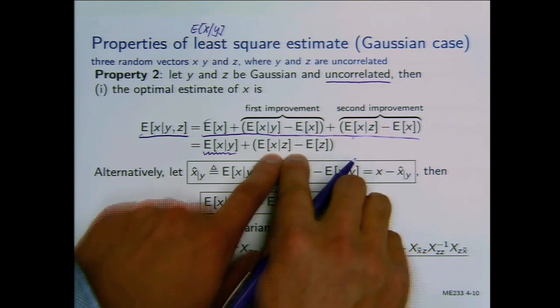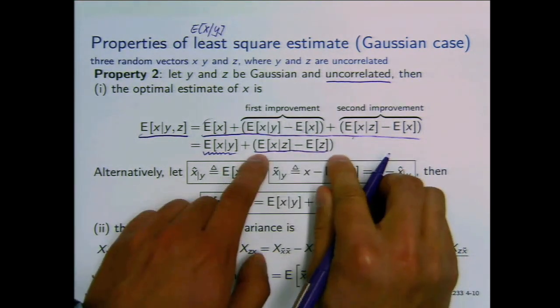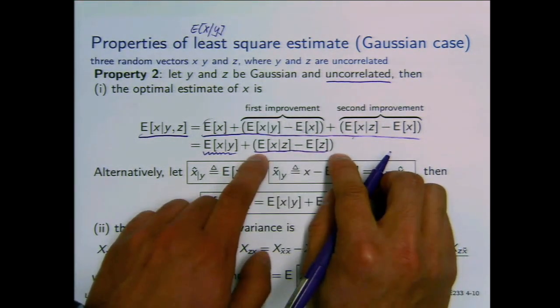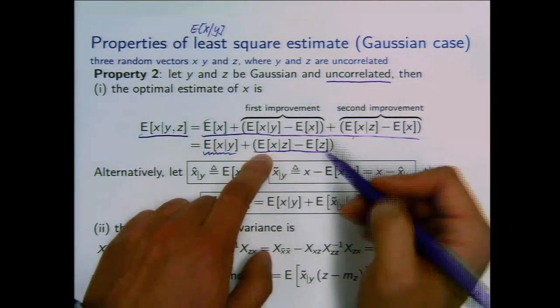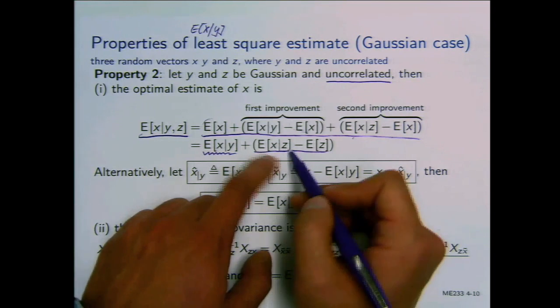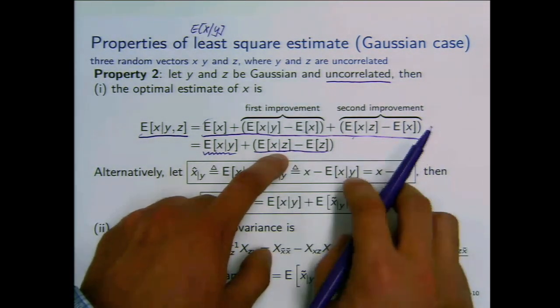And one more thing. You notice here, this term doesn't contain y at all. This is because y and z are uncorrelated. So the information given from z is not going to be dependent on y at all.